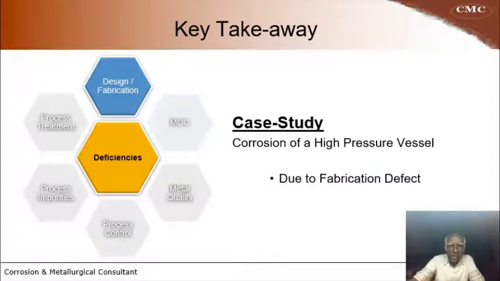So the takeaway in this case study is corrosion of a high pressure autoclave is due to fabrication defect. You can see here the design and fabrication was the first major cause. So this is a defect due to fabrication.